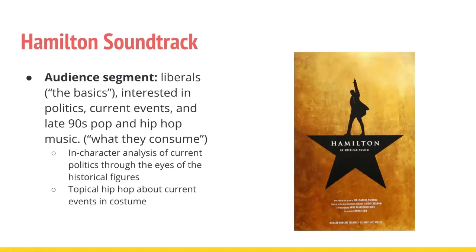So one way that the failing musical Hamilton could promote their work is to do in-character analyses of current political events through the eyes of the historical figures, played by the actors who portray those historical figures in Hamilton. They could also do topical mini hip-hop about current events while in costume. Again, based on the fact that Jonathan found out about this musical because there was a political event that happened around it, they could really capitalize on that and use that to spur more attention to their content.